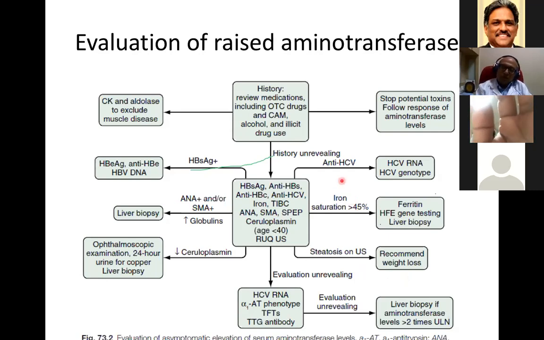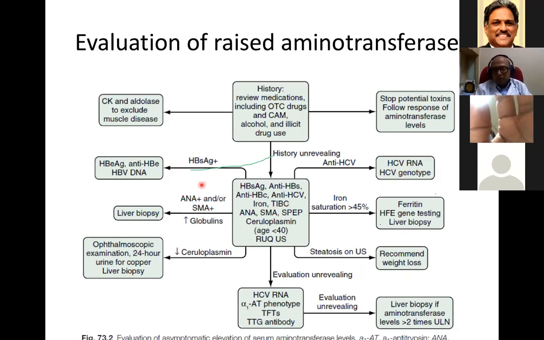And if they are anti-HCV positive, you go on to do an HCV RNA, because there are about 25% of people who are anti-HCV positive but don't have the active infection. So doing an HCV RNA helps you to know, one, whether they have a current infection, and two, what the genotype is to direct your treatment.